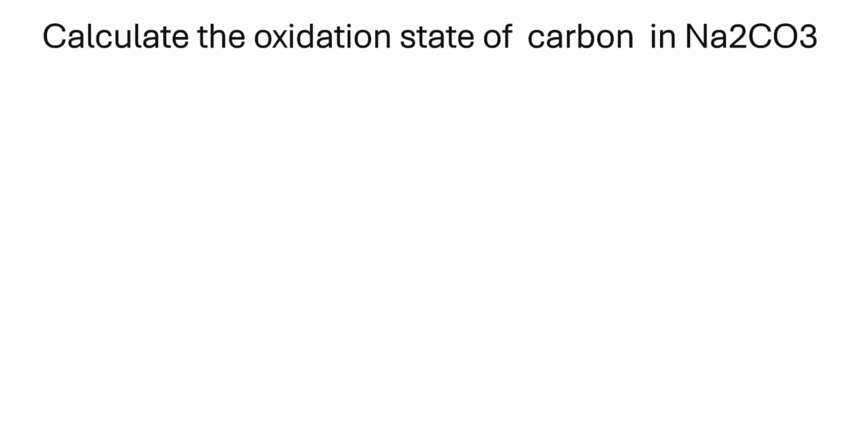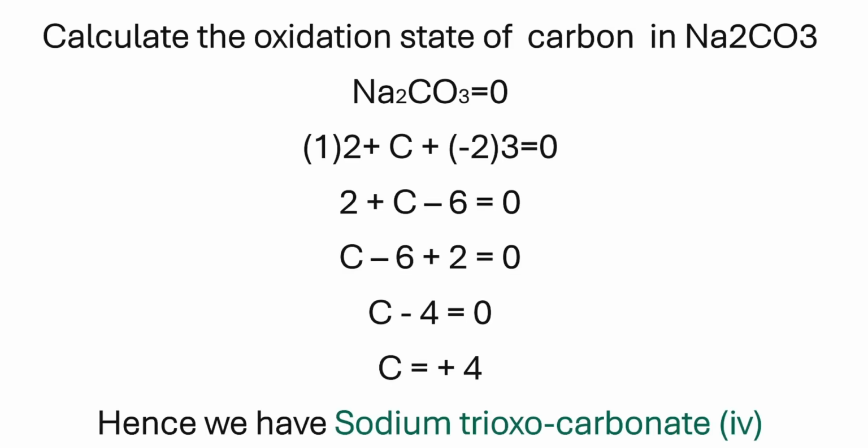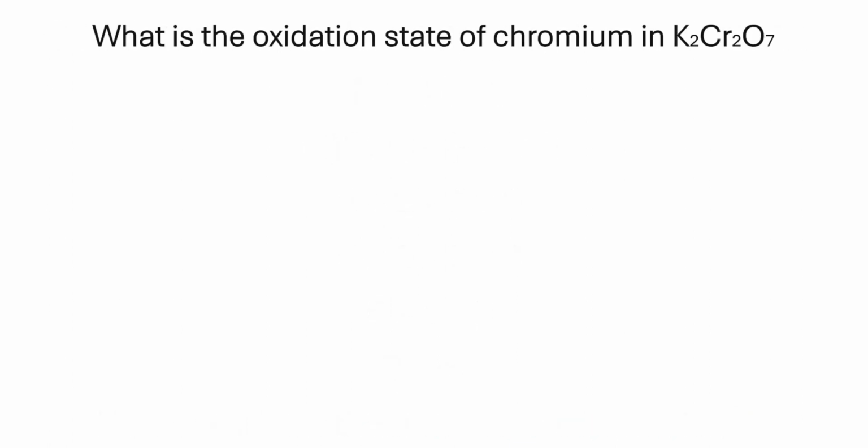Alright, so let's move on to the next calculation. We're asked to calculate the oxidation state of carbon in Na2CO3. Some people like calling it Natuco3. Alright, so let's use that to find out the IUPAC nomenclature. So we follow the same procedure to get the oxidation state of carbon as plus 4. Alright, so hence it is called sodium trioxocarbonate 4 and not carbonate 3.